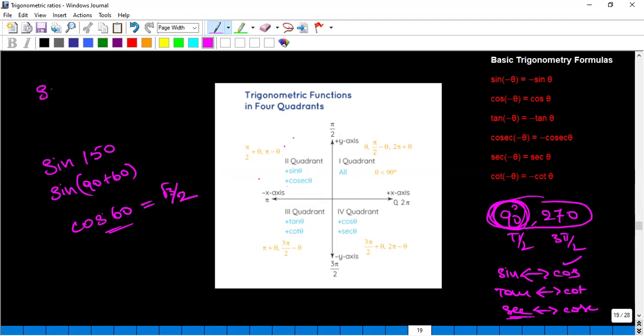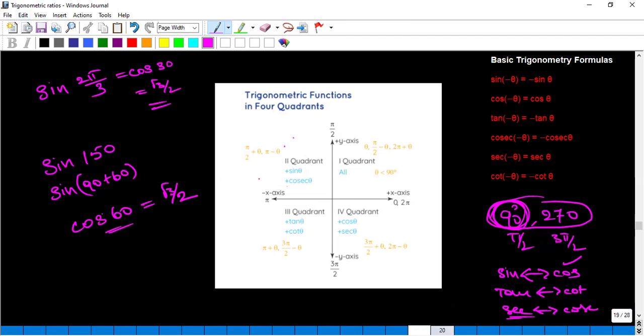Now you tell me what is sine 2 pi by 3, which is nothing but sine 120. Sine 120 is nothing but 90 plus 30. 90 plus means second quadrant. Sine 90 plus 30 is nothing but cos 30. Okay. Cos 30 is root 3 by 2. Like this, we will find out the answer.